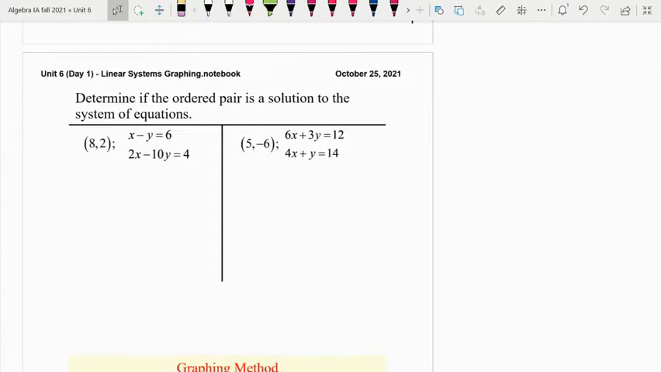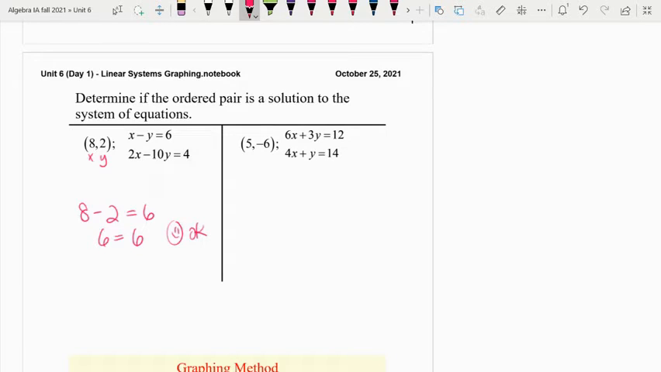So the first thing, determine if the ordered pair is a solution to the system of inequalities. I want to know if (8, 2), which means x is 8 and y is 2, is a solution. I'm going to substitute that into both equations. So 8 minus 2, does that equal 6? 6 equals 6, that is yes.